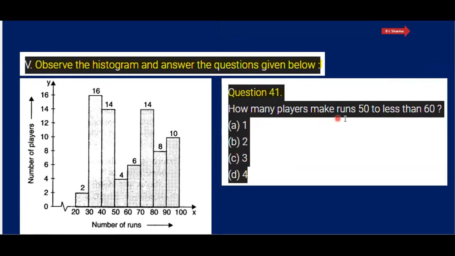Question 41: how many players make runs 50 to less than 60? See here, this is 50 to less than 60, and the number of players is 4. So the answer is D, the correct option. 4 players make runs 50 and more, but less than 60.